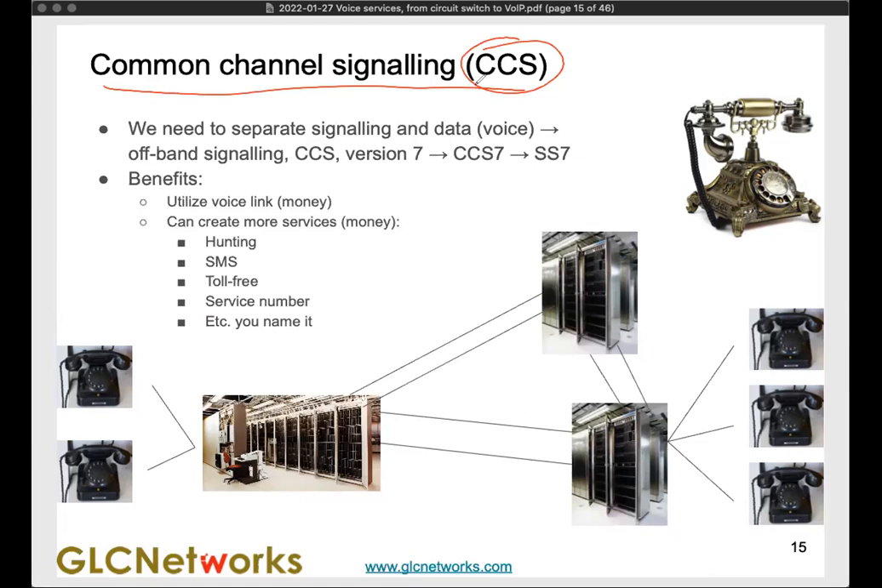Because we can separate the signaling, the signaling can be used not only for ringing or calling, so your phone is rejected, your phone is accepted, and so on. That's signaling. But it also covers billing, how many minutes you have already made a call, and so on. So with the separated signaling links, we can utilize the voice link.